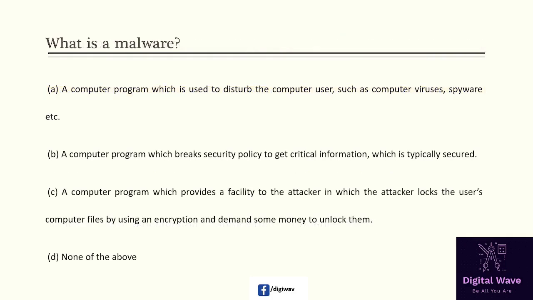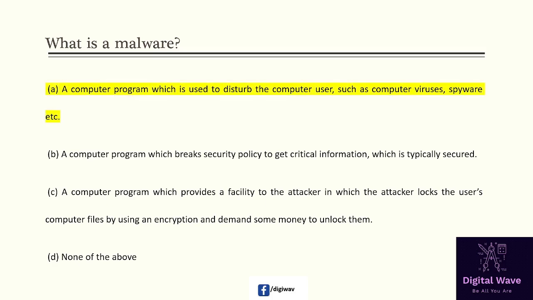Next question is what is a malware? So option A is a computer program which is used to disturb the computer user, such as computer viruses, spyware, etc. Second option is a computer program which breaks security policy to get critical information which is typically secured. Option C is a computer program which provides a facility to the attacker in which the attacker locks the user's computer files by using an encryption and demands some money to unlock them. Option D is none of the above. So right answer will be option A.